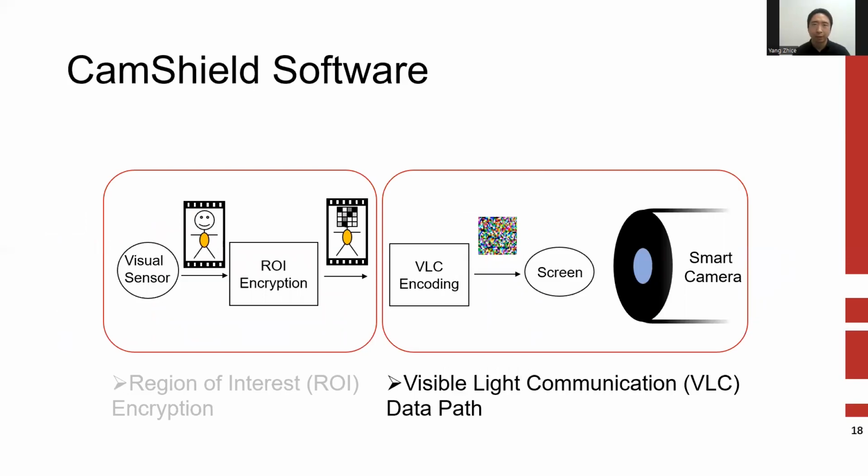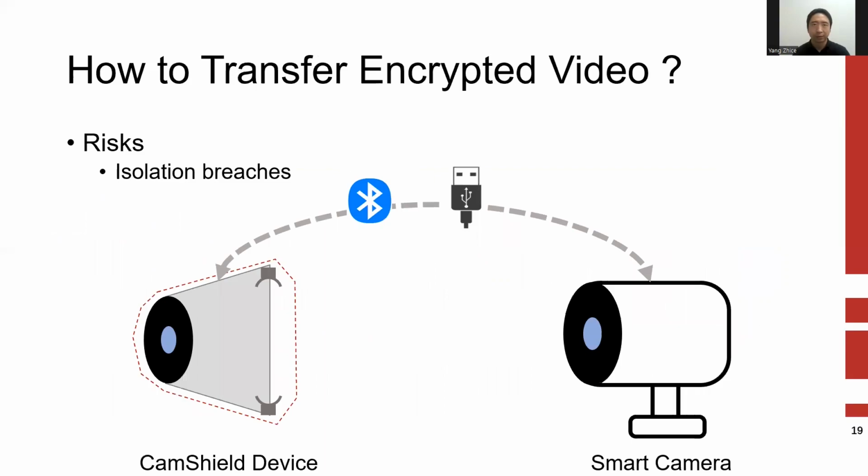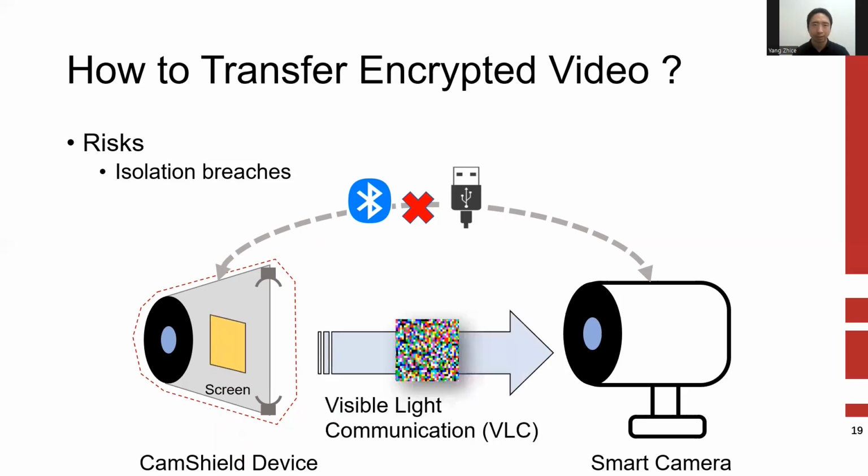Next, we show how the encrypted video is transmitted. For security reasons, the CamShield device is designed to be isolated from the network, but there must be a way to stream the video to the user. Any two-way connection, such as Bluetooth or USB cable, might bring breaches to the isolation. Further, as we also want to secure smart cameras already in use, the installation shouldn't involve hardware or firmware modifications. To meet all these needs, CamShield takes advantage of the visual sensing capability of the smart camera to establish a one-way data path. That is, CamShield uses its screen as the transmitter and uses visible light signals to convey information to the smart camera.